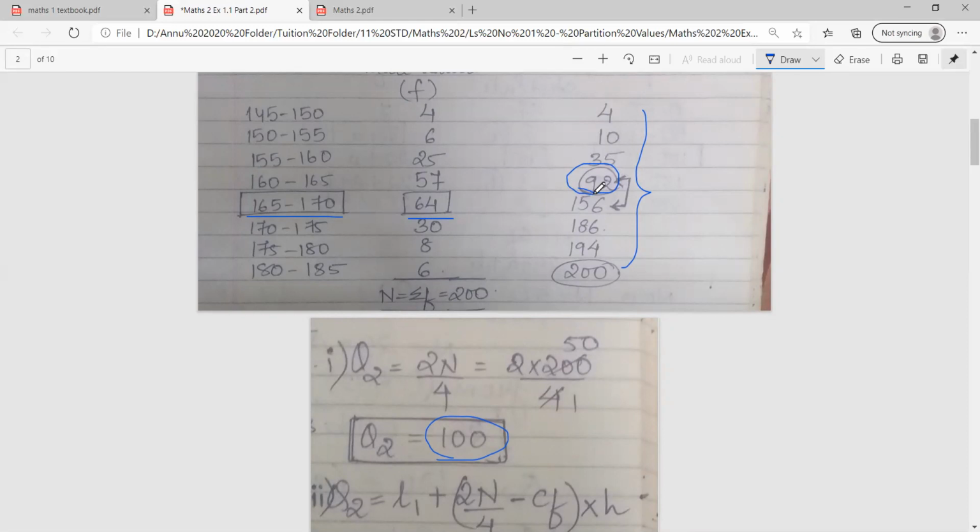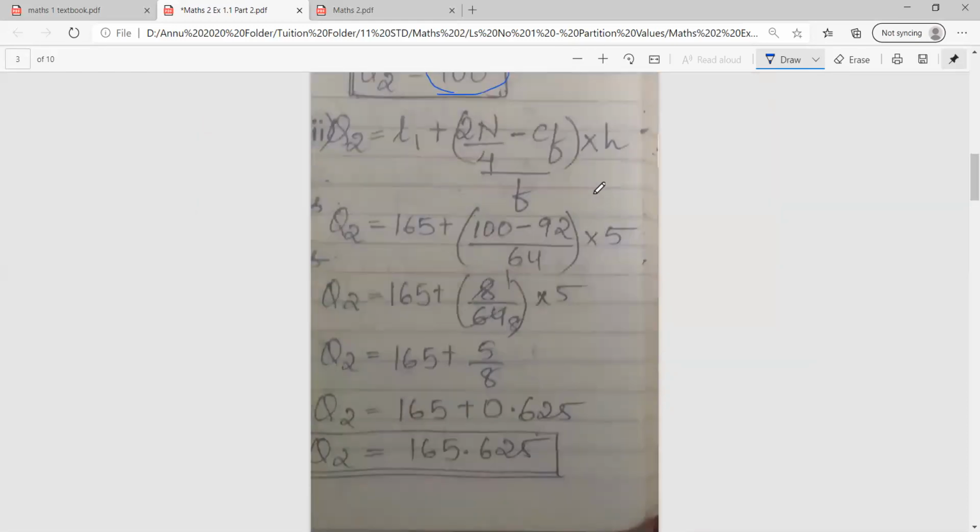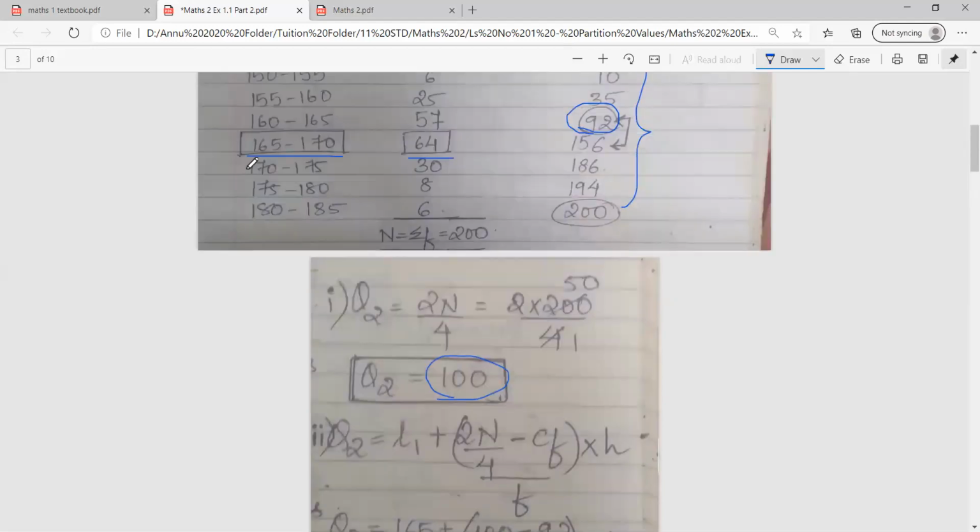All right. On doing this particular marking, as you can see, I have substituted the values in the formula. So Q2 is equal to the lower limit of the class, 165, plus (100 minus 92, that is your cumulative frequency), divided by the frequency of the class, 64, multiplied by the height of the class, 165 to 170.